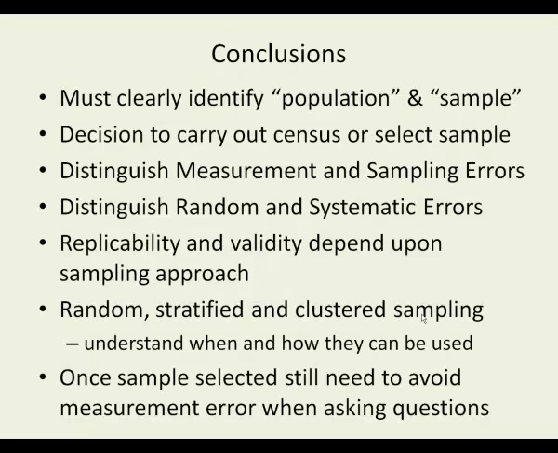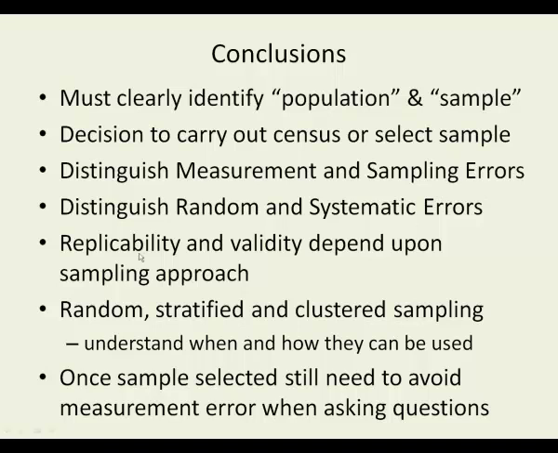So, conclusions. When we're trying to obtain quantitative data, it's hard to sum up so much detail, but what can we talk about? Well, we have to identify population and sample. It needs to be crystal clear. What's the thing you're trying to talk about? That's the population. What's the thing you're going to get data on? That's your sample. Then you need to make a decision, well, are you going to carry out a census, talk to everybody, or just select a sample?